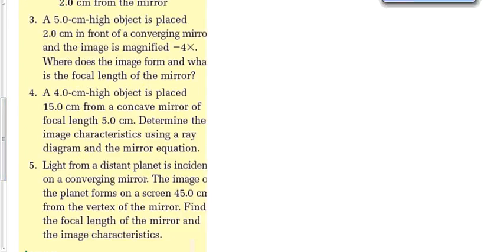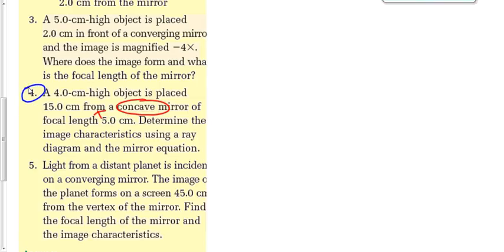All right, let's have a look at question number 4. It says a 4 centimeter high object is placed 15 centimeters in front of a concave mirror. Once again, we're dealing with a concave mirror or a converging mirror, which means the focal length is a positive value. What are the image characteristics? Sometimes we call it the attributes, the image attributes or the image characteristics. Using a ray diagram and the mirror equation. Well, we've drawn the ray diagram before, right? We've drawn all possible ray diagrams for mirrors. So we'll just focus on the mirror equation right now.